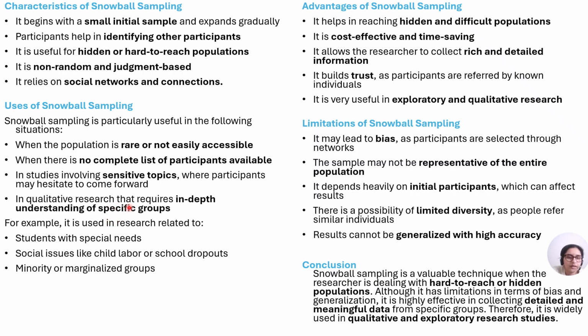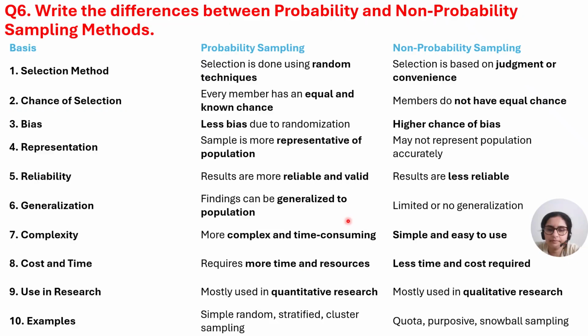Then these are the advantages and limitations of snowball sampling. In limitations, bias is the main aspect. Since the participants in the sample will show bias, they will refer to the participants with whom they feel comfortable. So that is always there. Differences between probability and non-probability sampling.